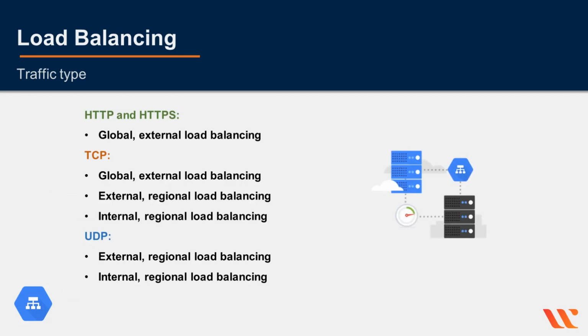Then you have traffic type. The type of traffic you need your load balancer to handle is another factor in determining which load balancer to use. For HTTP and HTTPS traffic, you require global external load balancing. TCP traffic can be handled by global external load balancing, external regional load balancing, or the internal regional load balancing. UDP traffic can be handled by the external or internal regional load balancing.